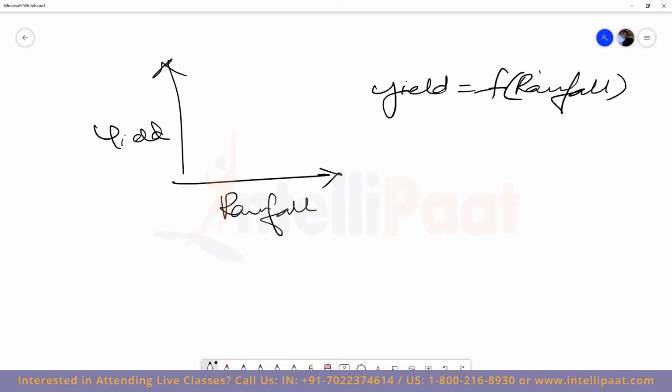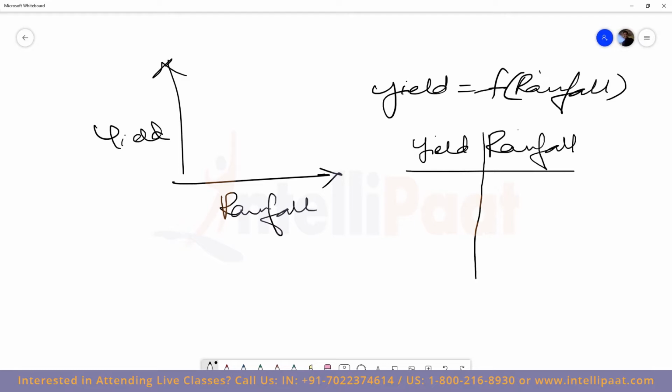What I would have to do is collect historical data from various markets and various regions. So I'll have yield, and alongside yield, let's say I also collect the amount of rainfall.